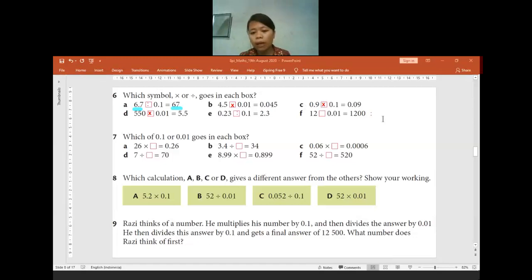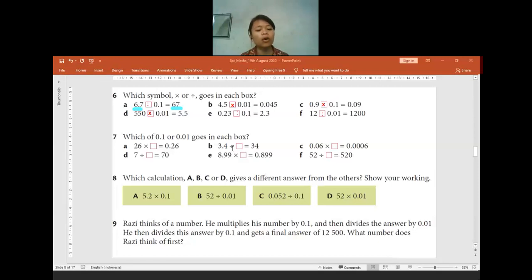Thank you to those who keep answering through the chat box. Okay, is there anyone having any question for question 6? No? Okay, please let me know whenever you have any question. If you're not saying anything, I think none of you are confused. Let us move to question 7.